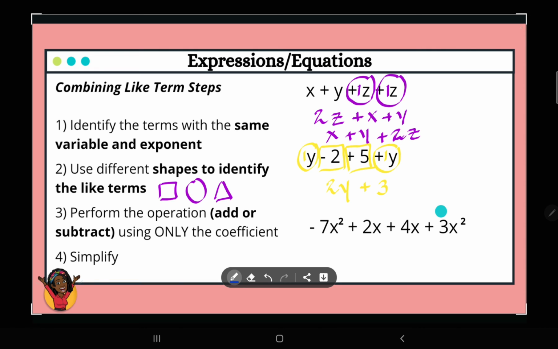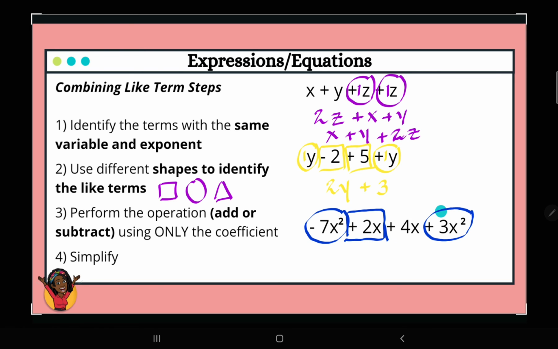Let's take a look at our third example. So I have negative 7x squared plus 2x plus 4x plus 3x squared. So all of these have x's, but if you notice, the exponents are not the same. So my negative 7x squared would be like terms with my positive 3x squared, and my positive 2x would be like terms to my positive 4x. And we can go ahead and combine those.